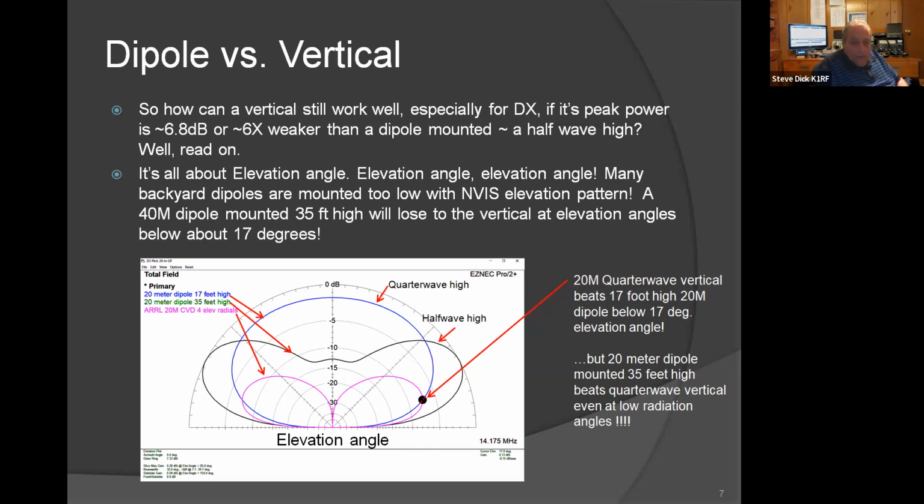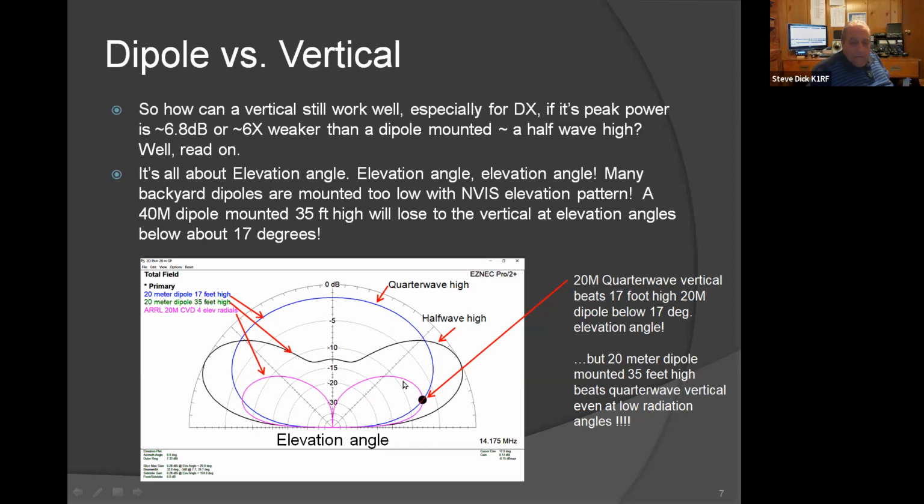But the answer is, it's all about elevation angle. Many backyard dipoles are just mounted too low, with a near vertical incident skywave type elevation pattern. For example, let's take a 40-meter dipole mounted 35 feet high. That's a little better than a quarter wave. You take the same vertical, which is 33 feet high. It will do better below about 17 degrees.